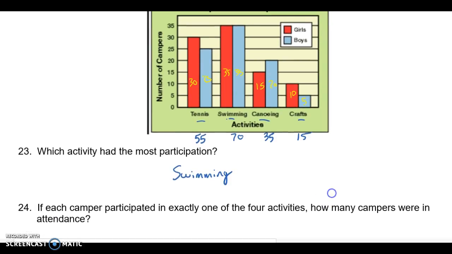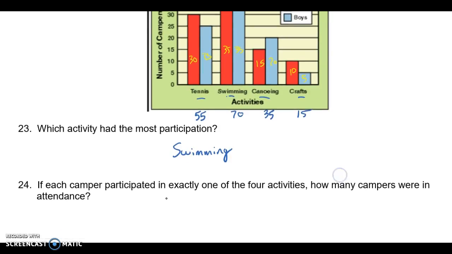If each camper participated in exactly one of the four activities, how many campers were in attendance? So we're going to take all of our activities and add them up. So when I take 55 plus 70 plus 35 plus 15, we find out there were 175 campers.